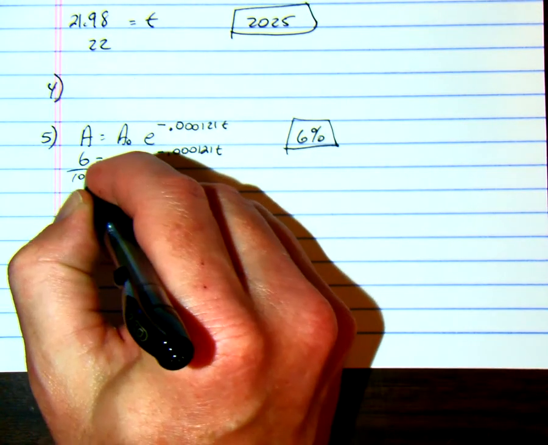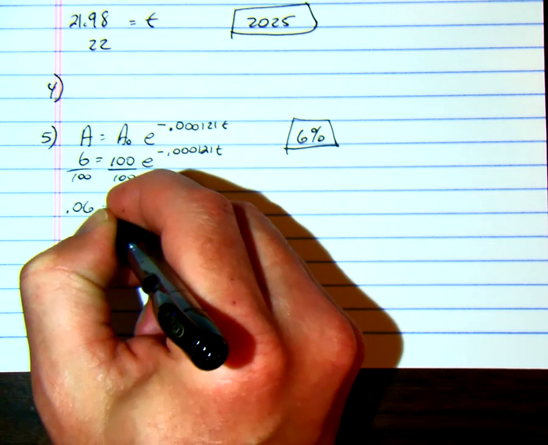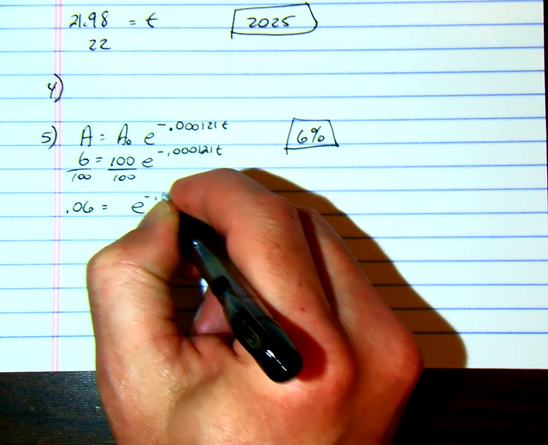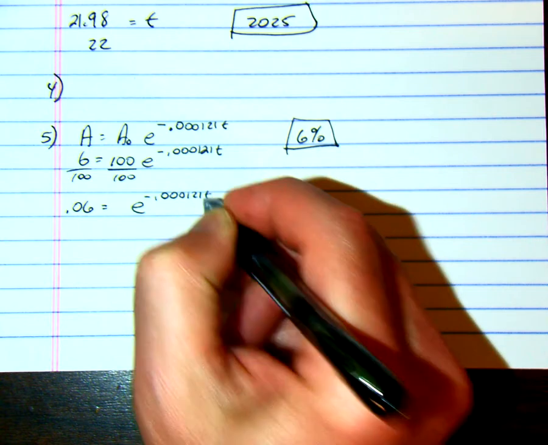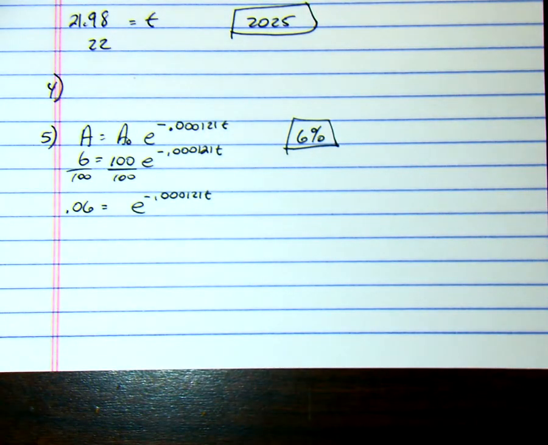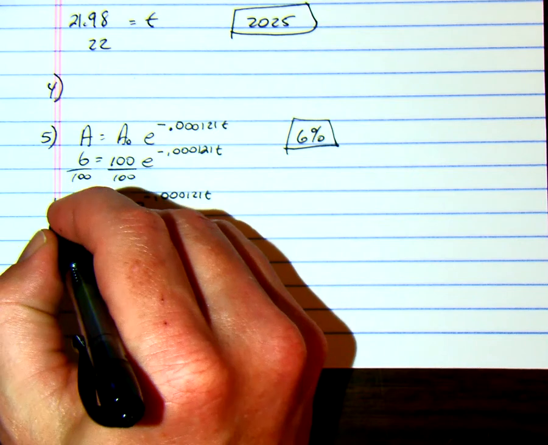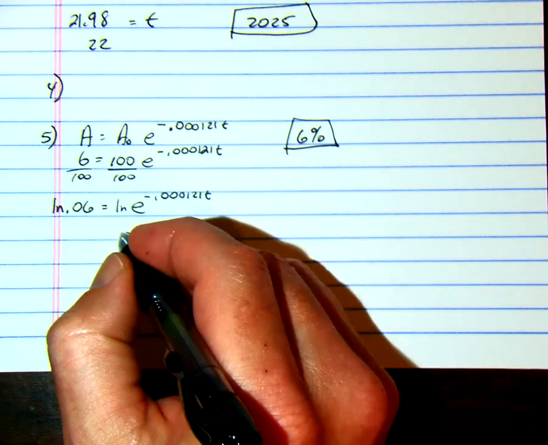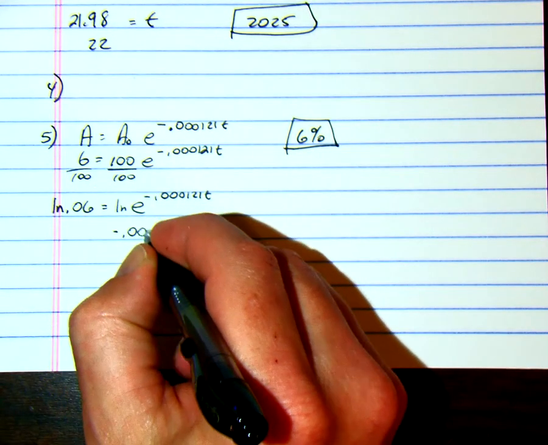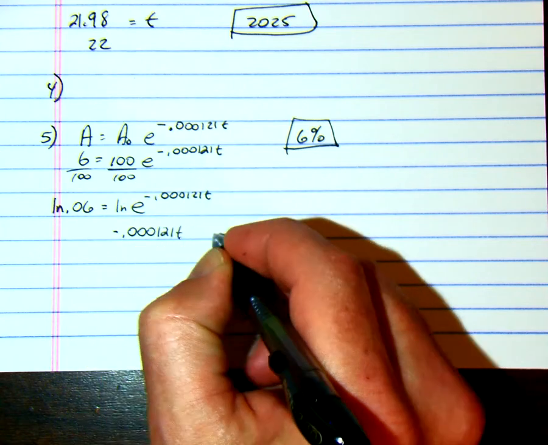Okay, we're going to divide over that 100. So we're going to get 0.06 is equal to e to the negative 0.000121t power. So again, it's that same exact process we've been rolling through. This one just had that different little step at the front. Okay, we're going to natural log both sides. In the process of natural logging, I can bring down the 0.000121.